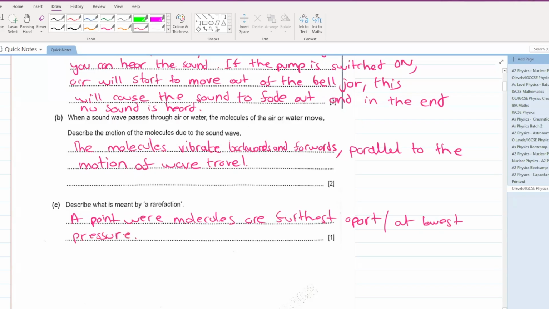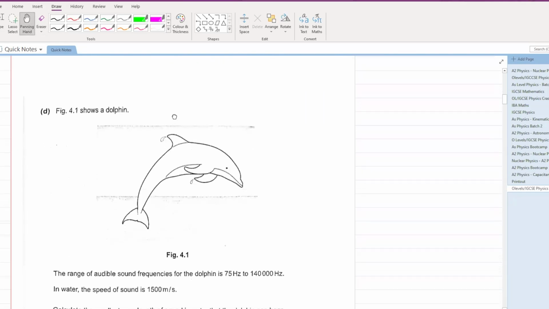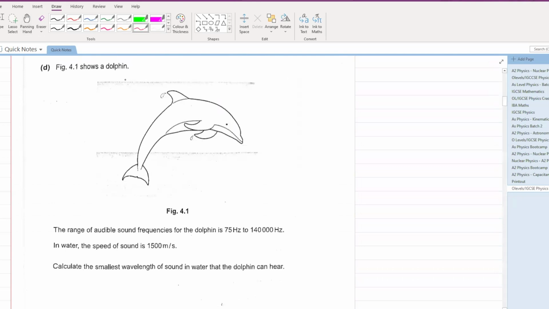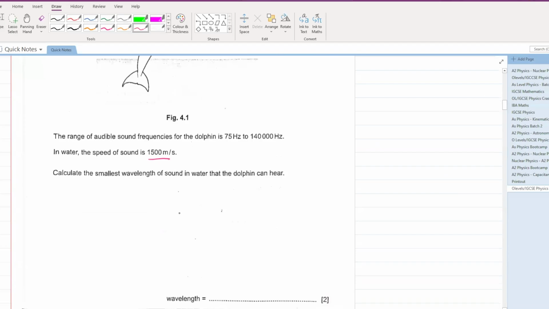Let's further move ahead to the next question. Figure 4.1 shows a dolphin, a really, really cute dolphin. The range of the audible sound frequencies for the dolphin is given, and the speed of sound is given. Calculate the smallest wavelength of sound in water that the dolphin can hear. We have to calculate the smallest wavelength, that means we will take the highest frequency. This is your velocity. V is equal to f lambda.